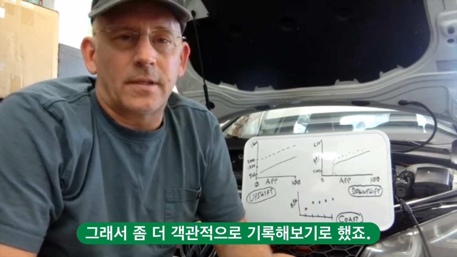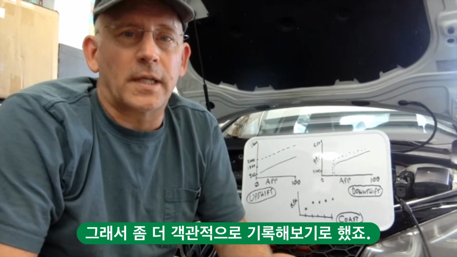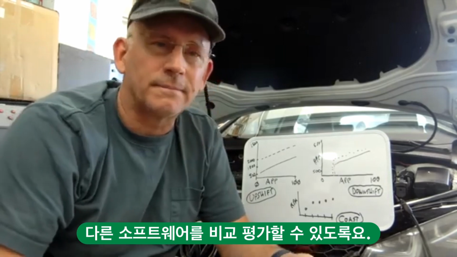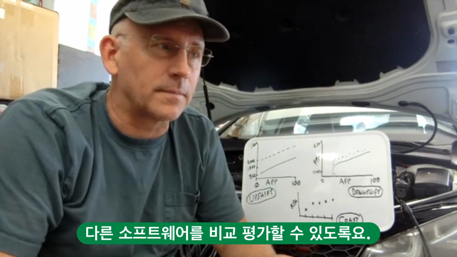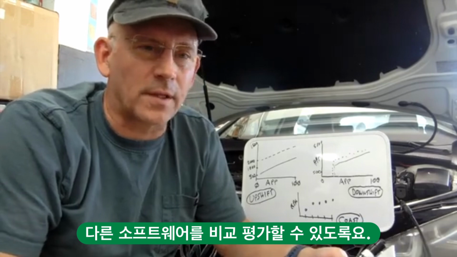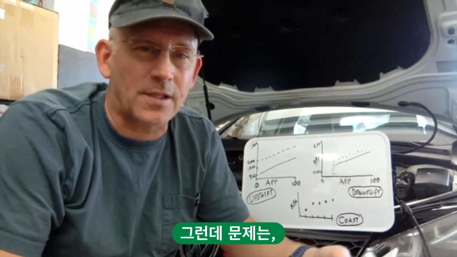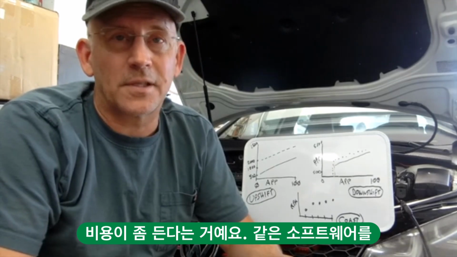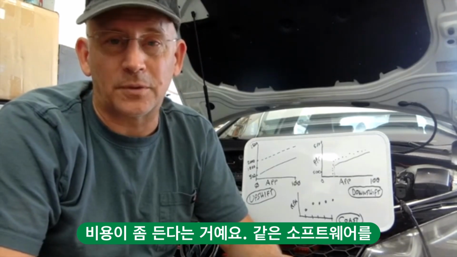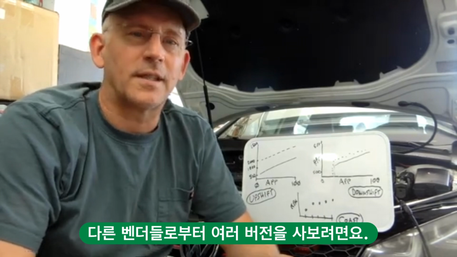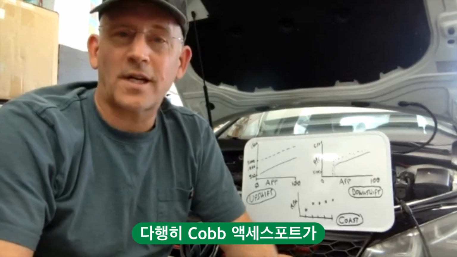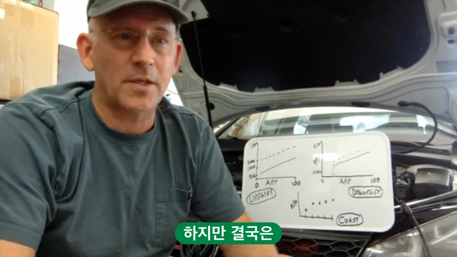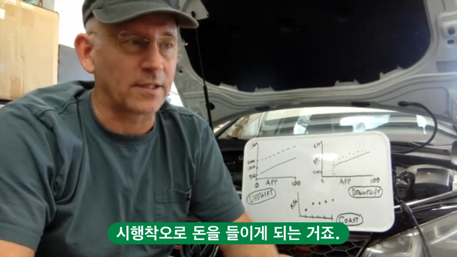So that led me to trying to be a little more objective, recording how the car shifted so that I could compare and evaluate different software in a less subjective manner. That is a bit expensive to buy multiple versions of the same software from different vendors. Fortunately, the Cobb Accessport makes that a little bit easier because it's not so expensive, but still, you're spending some money just doing trial and error, finding something that you like.